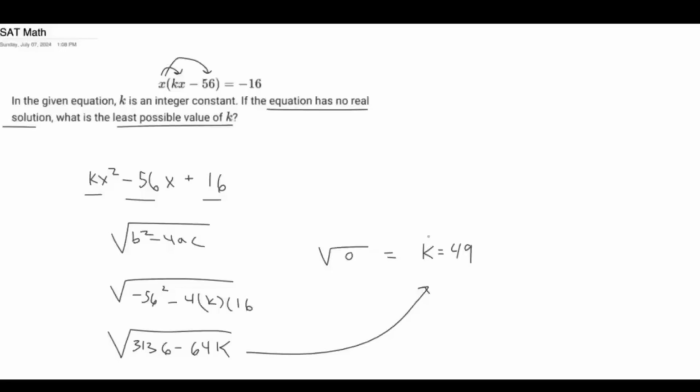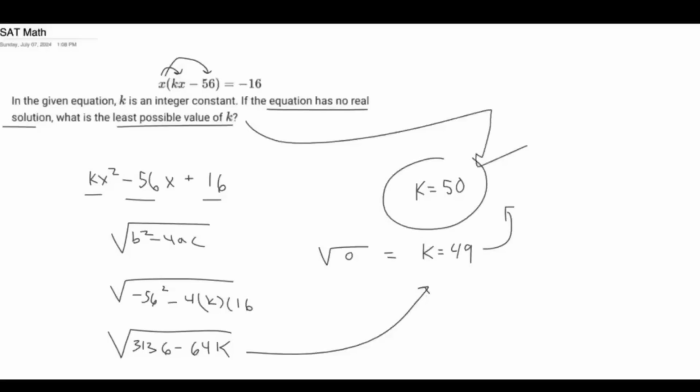And so we'll just take one integer value above 49, and we will get k equals 50, right? You can check this. 64 times 50, subtract that away from 3,136, and you'll indeed get a negative number. And therefore, our answer for the least possible value of k for the no solutions of this equation would be 50.